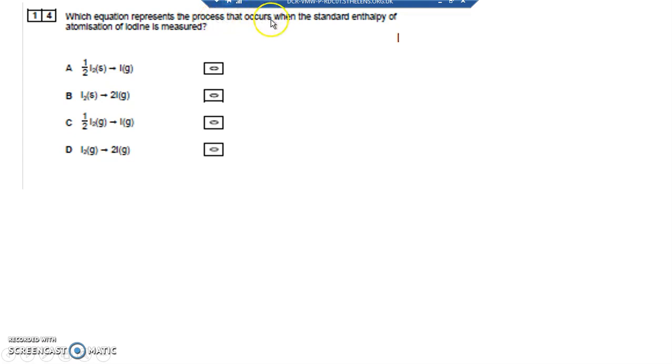Which equation represents the process that occurs when the standard enthalpy of atomization of iodine is measured? Standard enthalpy is at room temperature, so at 25 degrees C. So first of all, the gases are out, so iodine is a black solid, so it's either A or B. Both making gases is correct. I need to make 1 mole of atoms, so I need half I2. This is going to give double the value, making 2 moles of atoms. So the fact that I've got a solid indicates that it's in the correct state, a solid iodine, black solid at room temperature 25 degrees C, and making 1 mole of atoms. The answer is A.